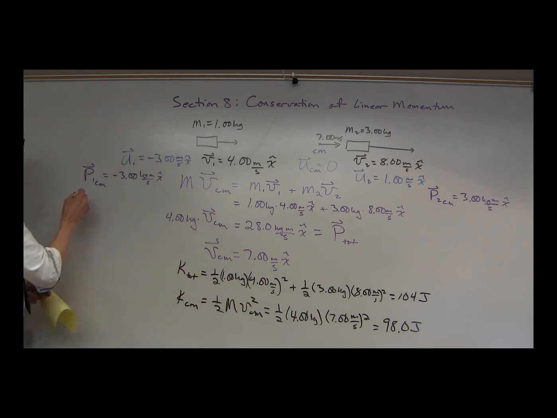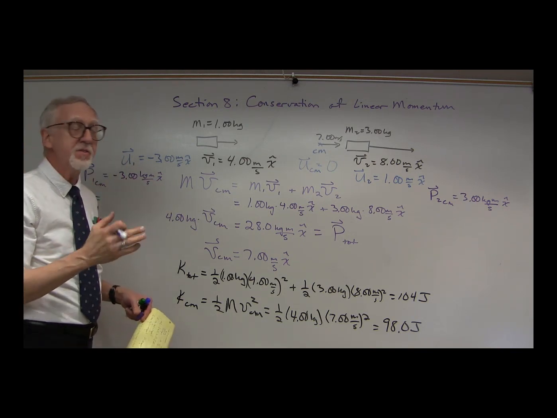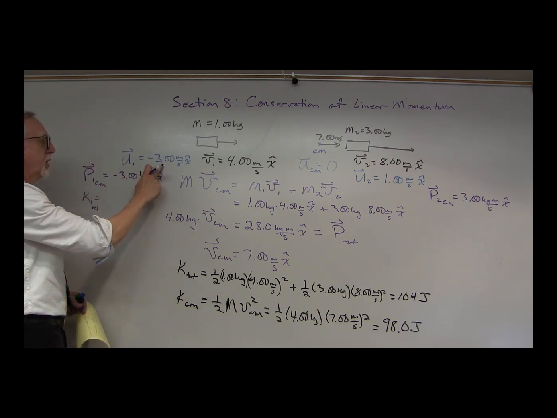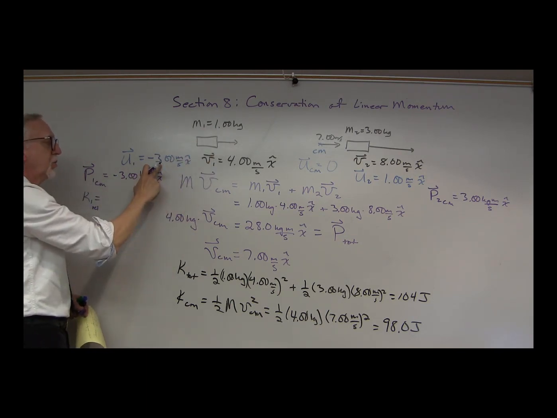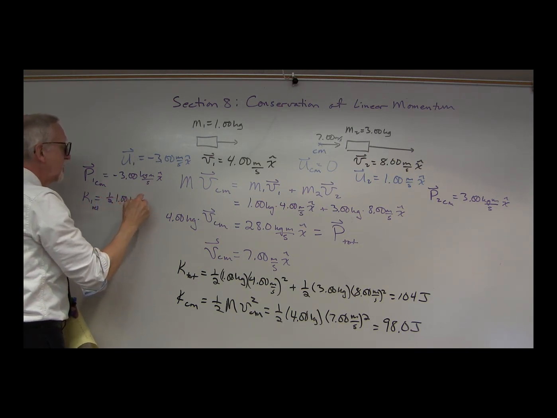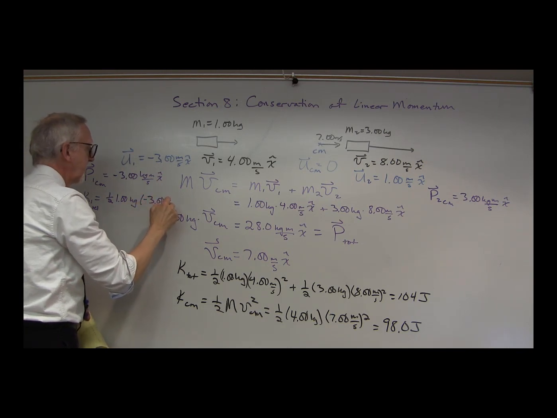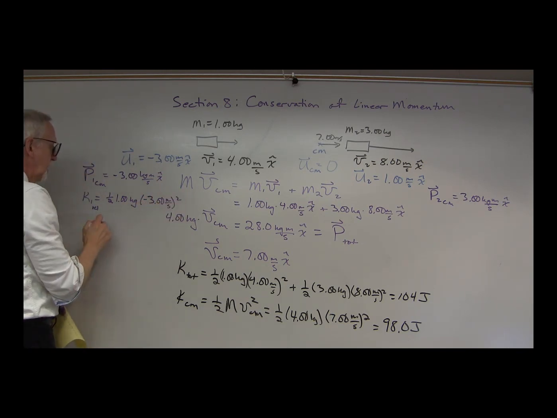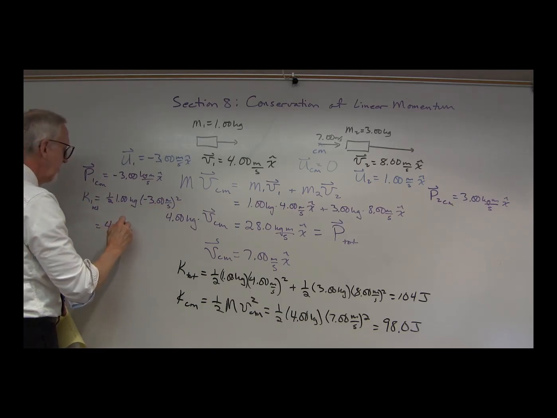So what is K1? This would be K1 relative. In other words, the kinetic energy of mass 1 relative to the center of mass. So we're going to use U here. We'll have 1/2 times 1 times U1 squared. So this will be 1/2 times 1 kilogram times -3 meters per second squared. And what do we get? We get 3 squared is 9 times 1/2, 4.5. So this will be 4.5 joules.